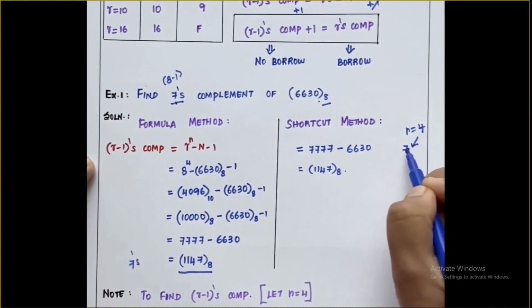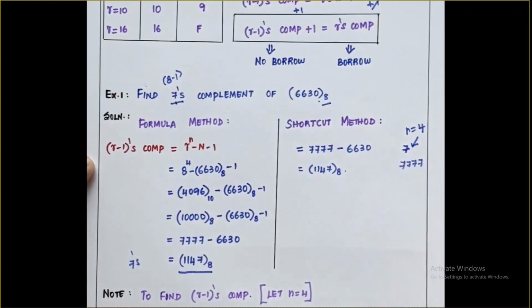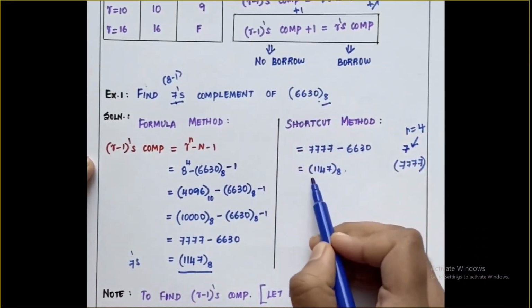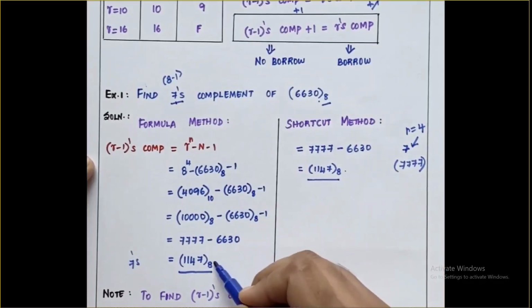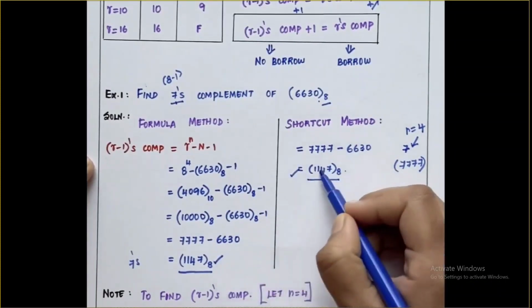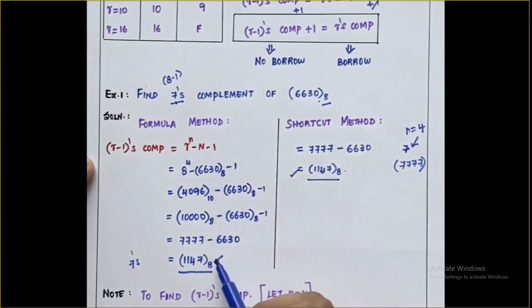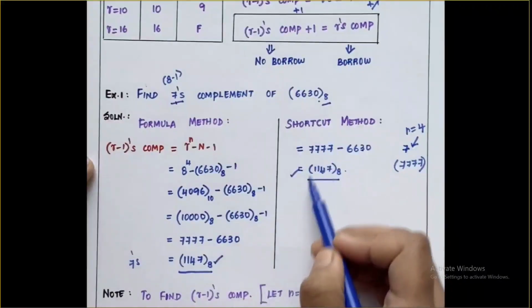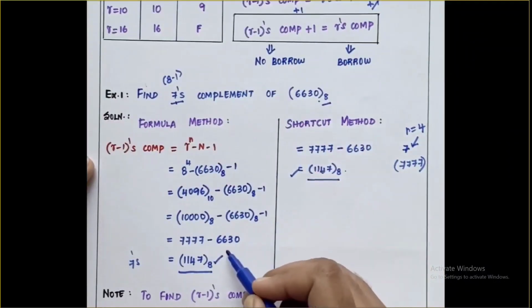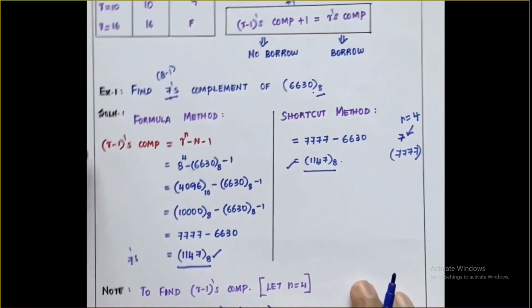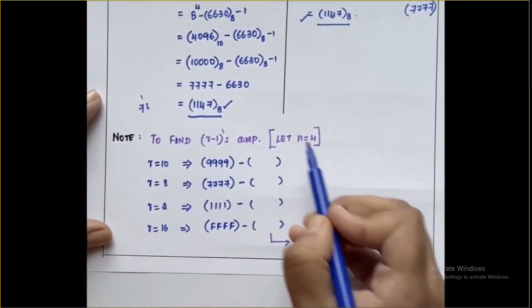So take it as 7, 7, 7 and 7, and subtract the given number, which is 6630. If you perform the subtraction now, we get the same answer, which is 1147, similar to the formula method. So whatever be the value of r minus 1, we have to use it in the shortcut this way. So this is the procedure. As you can see, the formula method is taking time, and for the shortcut method we have got the answer in a single step.